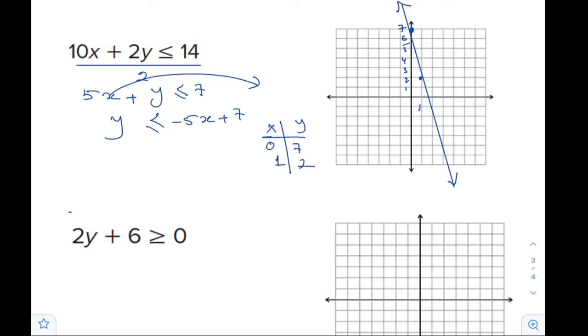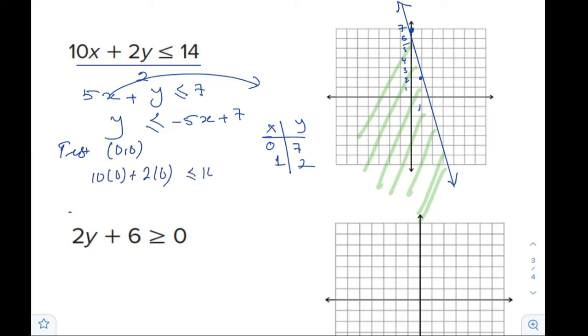Solid. Since y is less than, I should expect shading below. Let's take a test point, which is (0, 0). Replace: 10 times 0 plus 2 times 0 less than or equal to 14. 0 less than or equal to 14, correct? Yes, so (0, 0), the point that I have chosen, gave me a correct inequality. That means it should be included in the shaded area.